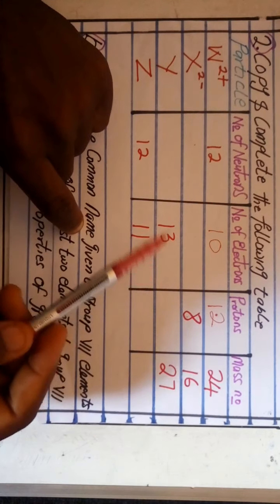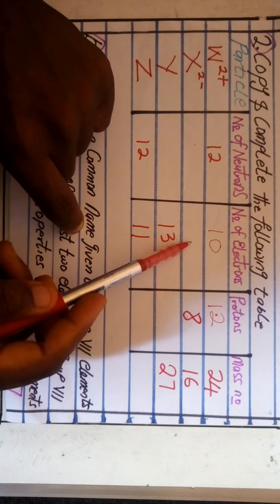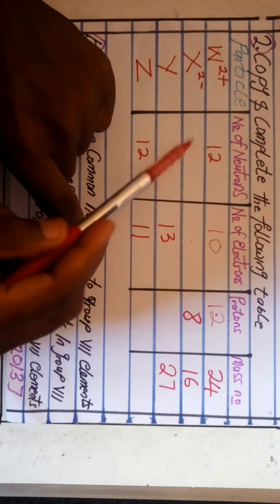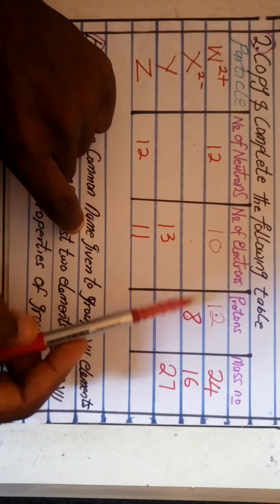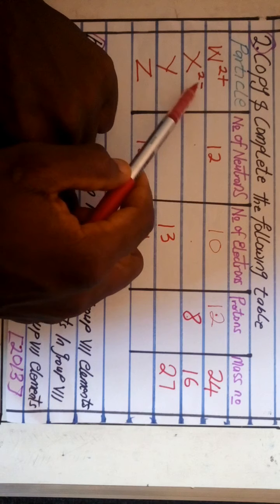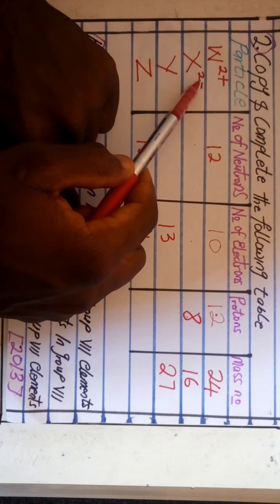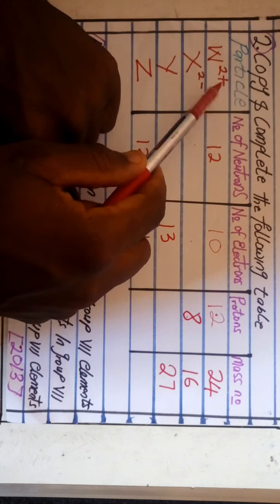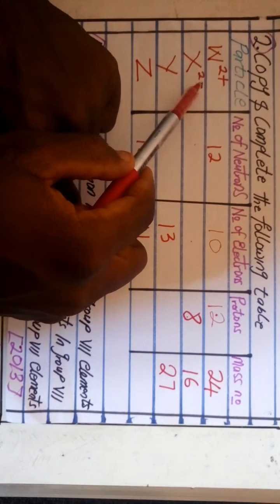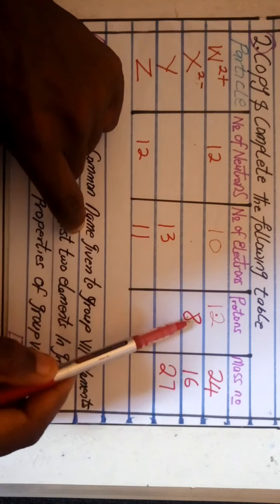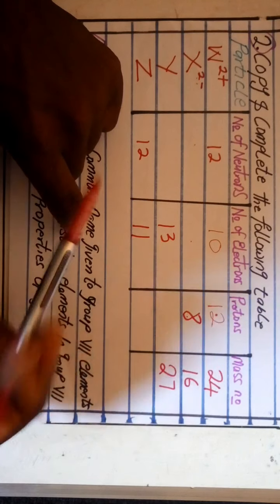So to get the number of electrons, just like we did here, since we know the number of protons to be 8, the number of electrons would be, since it's 2 minus, now we are not subtracting. This one has lost, here it has gained. So we have to add 2 to 8. 2 plus 8 is 10.